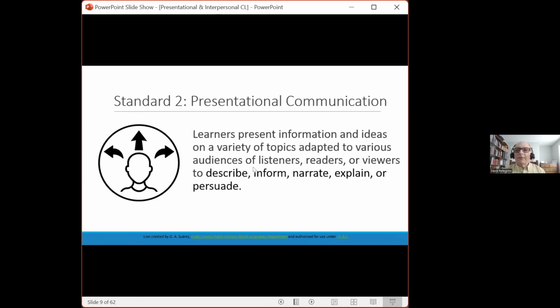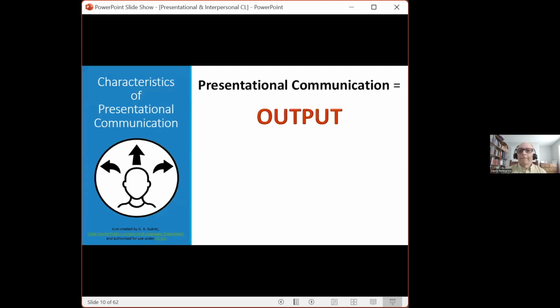Here is the official definition. Learners present information and ideas on a variety of topics, adapted to various audiences of listeners, readers, or viewers to describe, inform, narrate, explain, or persuade. Classical language teachers certainly focus a preponderance of their time on interpretive communication, which is an input standard. Presentational communication is an output standard.